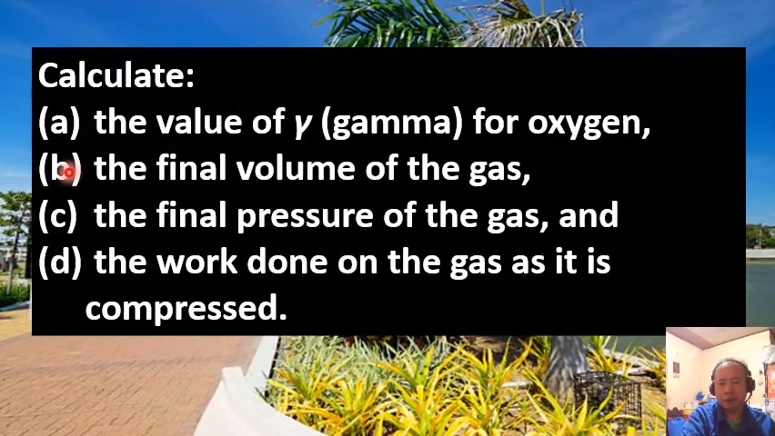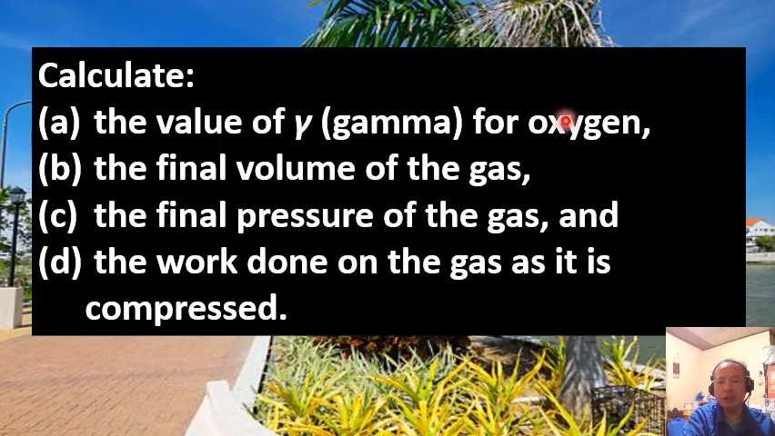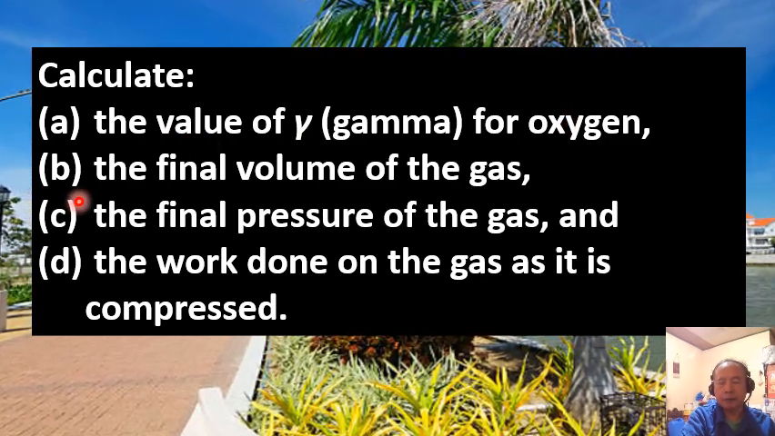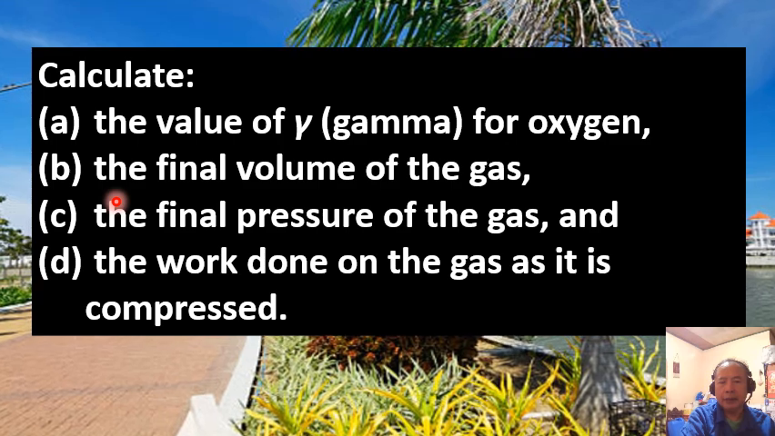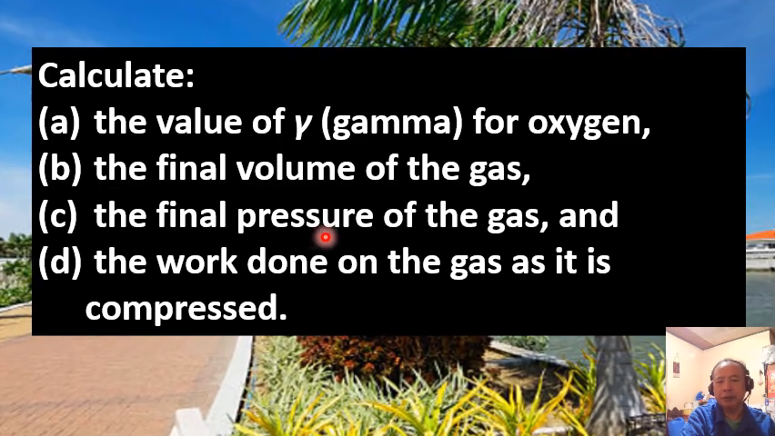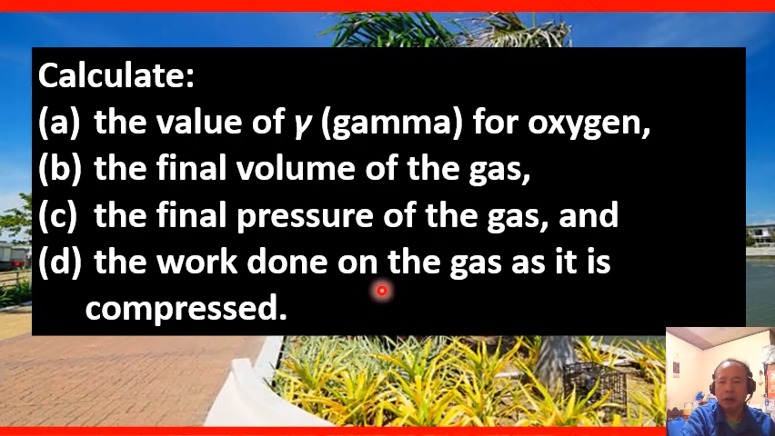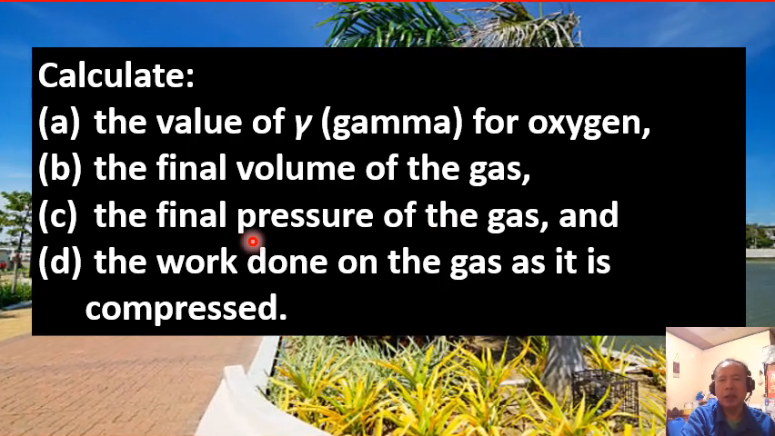Calculate, letter A, the value of gamma for oxygen. Letter B, the final volume of the gas. Letter C, the final pressure of the gas. And letter D, the work done on the gas as it is compressed.